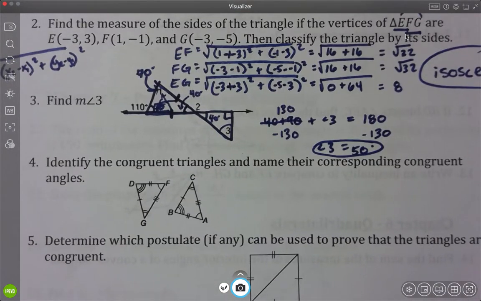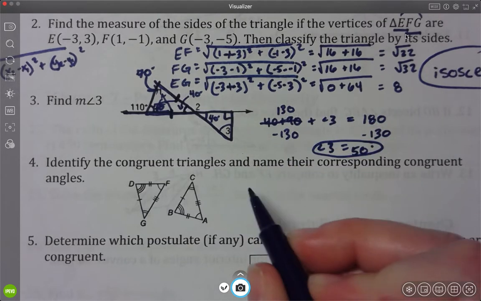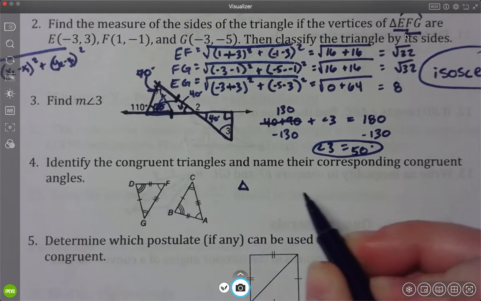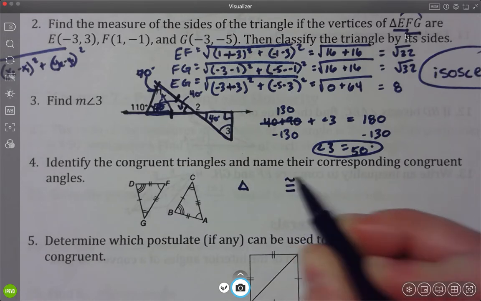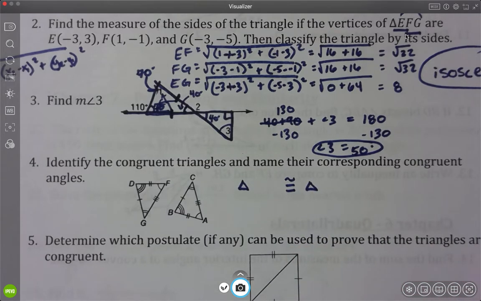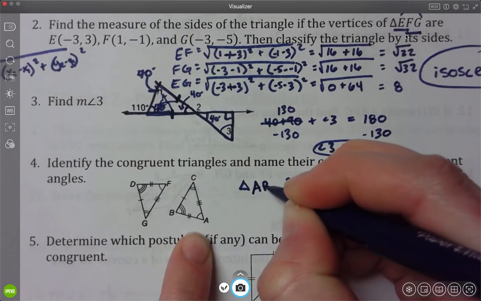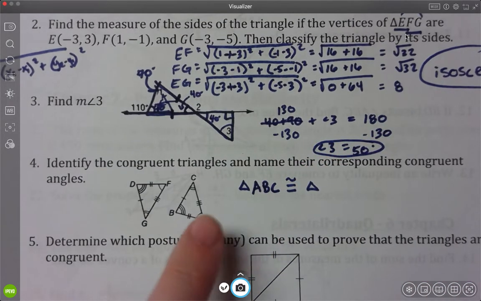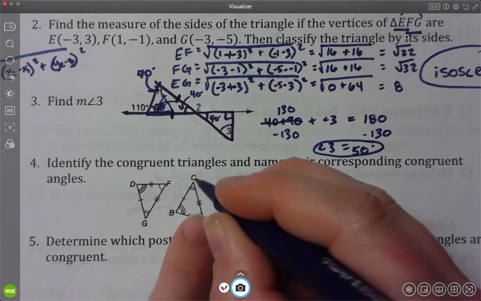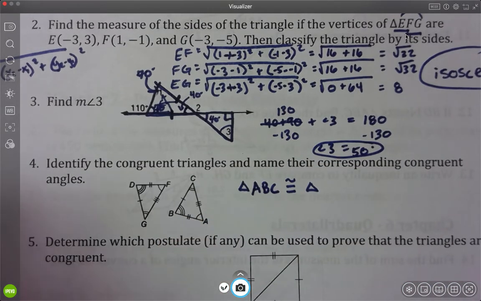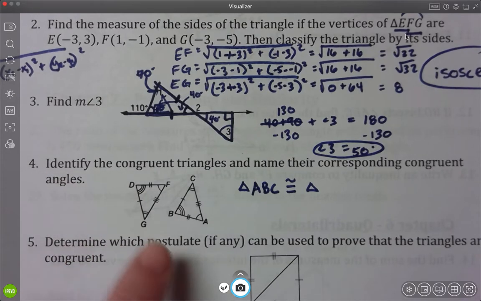Moving on to number 4, identify the congruent triangles and name their corresponding congruent angles. So what we want to do here is write a congruent statement. So triangle whatever is congruent to triangle whatever. And it doesn't matter how we name them, we just need to make sure that we put them in the same order. So I see triangle ABC over here, so ABC is the order that I'm going in. You could go in a different order, but you just have to make sure that they match up.